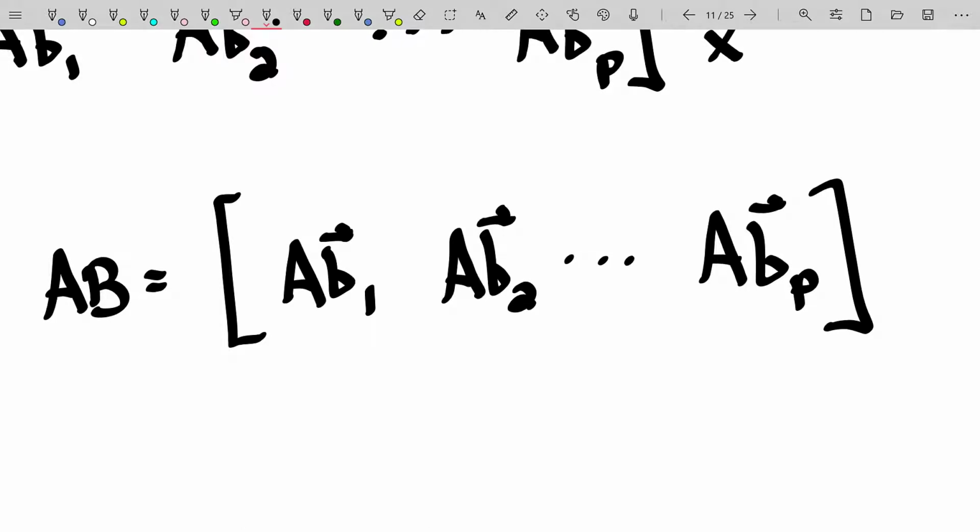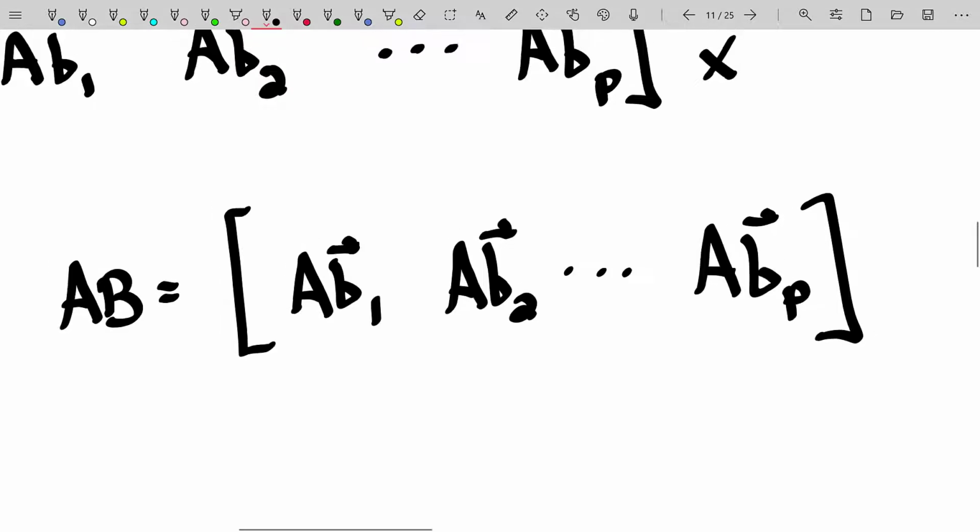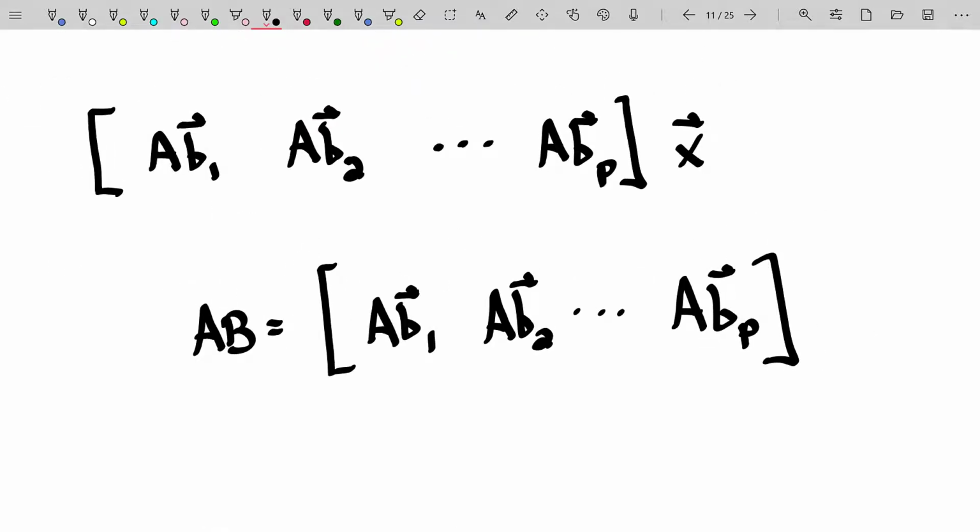And it is actually true. That is actually what the matrix-matrix multiplication is. It's just a matrix where the column vectors are the first matrix times each respective column of the second matrix.